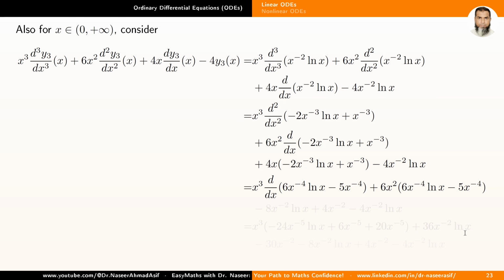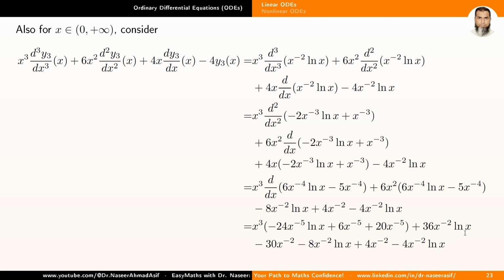to s cube d by dx of 6 epsilon minus 4 log x minus 5x epsilon minus 4 plus 6x squared into 6 epsilon minus 4 log x minus 5x epsilon minus 4 minus 8x epsilon minus 2 log x plus 4x epsilon minus 2 minus 4x epsilon minus 2 into log x, which is equal to s cube into minus 24x epsilon minus 5 log x plus 6x epsilon minus 5 plus 20x epsilon minus 5 plus 36x epsilon minus 2 log x minus 30x epsilon minus 2 minus 8x epsilon minus 2 log x plus 4x epsilon minus 2 minus 4x epsilon minus 2 log x.